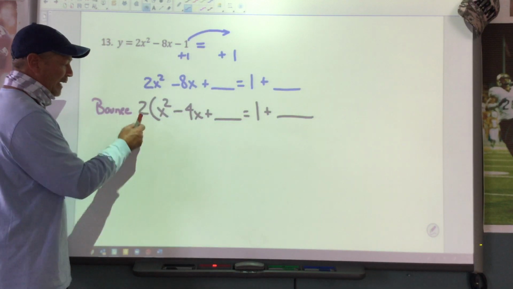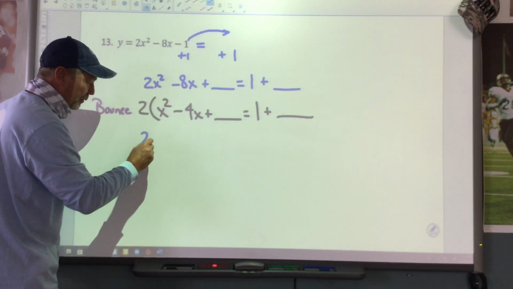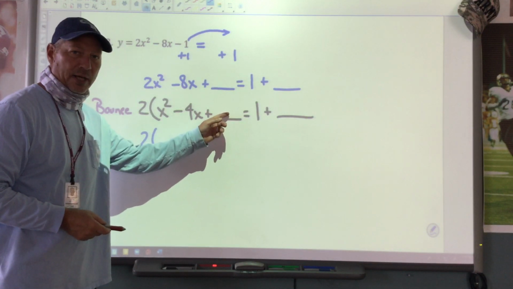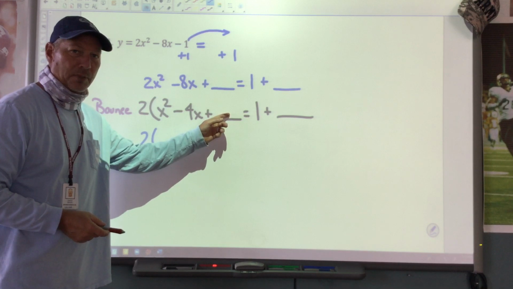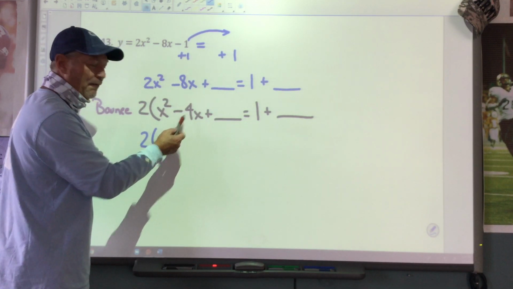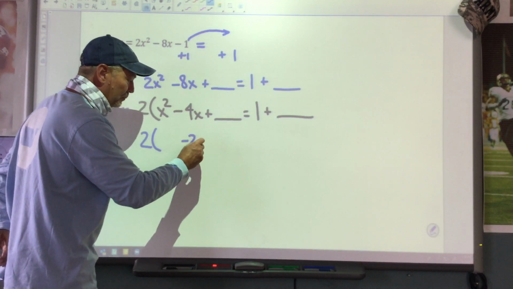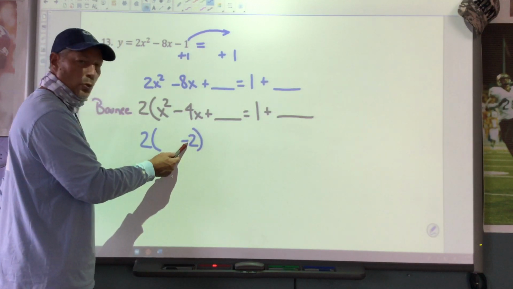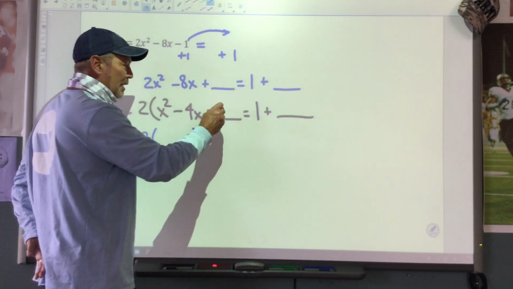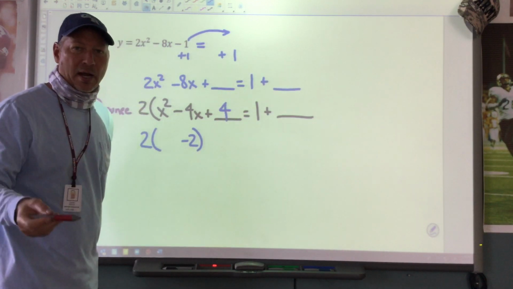So this problem, I keep the 2 coming down. Keep the 2. But now we need to fill in this blank right here. Remember how we filled in the blank? This is my b value. What is half of negative 4? Negative 2. I need to square it. Negative 2 times negative 2 is a positive 4. But this is where the bounce comes in.